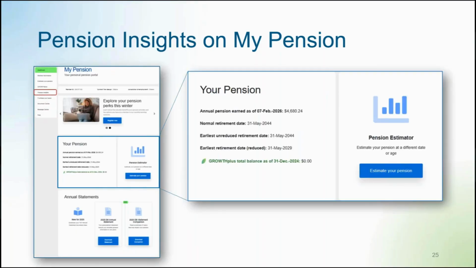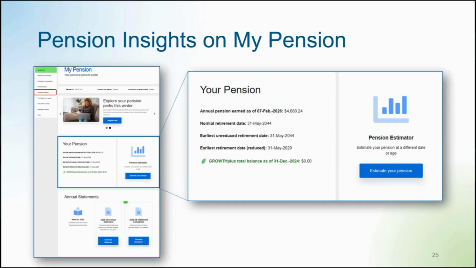This summarizes the member's accrued pension up to the current date and the member's 3 retirement dates as they would appear in the statement. It will provide the member's normal retirement date and a link to our pension estimator. The member can click on the blue button, Estimate Your Pension. This is where a member can learn the estimated pension they can expect to receive at different retirement dates. If a member does not have a pension estimator option, please direct them to CAT.